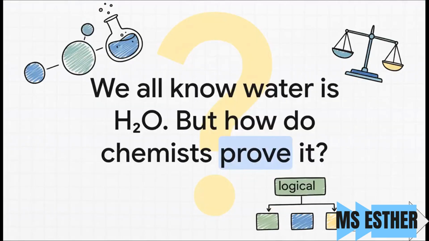So, here's a question for you. We all learn in school that water is H2O, but have you ever stopped to wonder how we know that? I mean, you can't see a single water molecule. How on earth did someone prove it was two hydrogens and one oxygen? It definitely wasn't a lucky guess. No, it was a process, a logical deduction, and that's exactly the process we're going to unpack today.